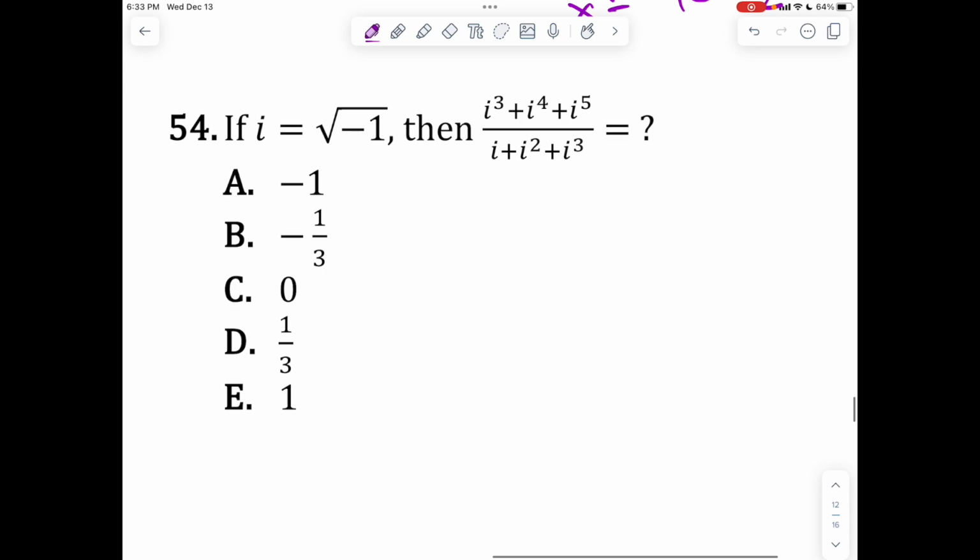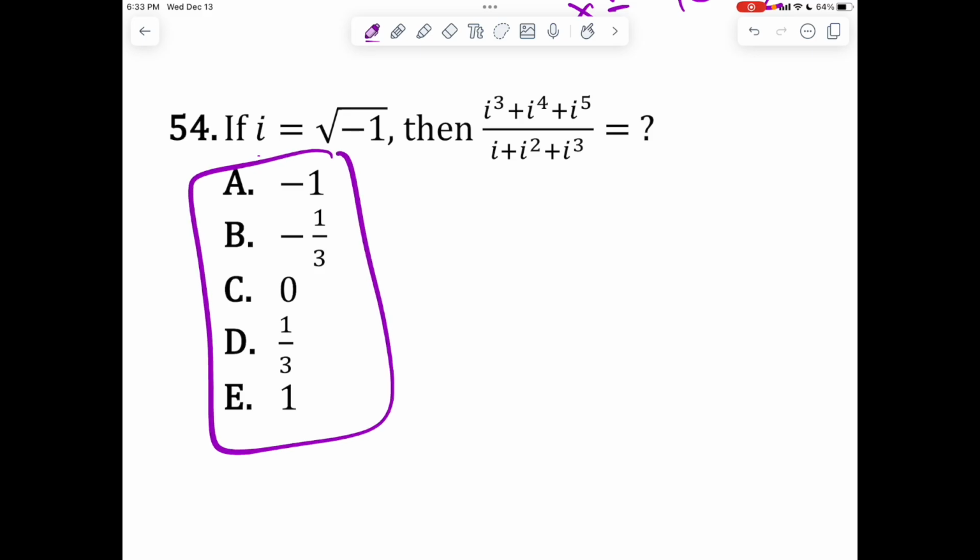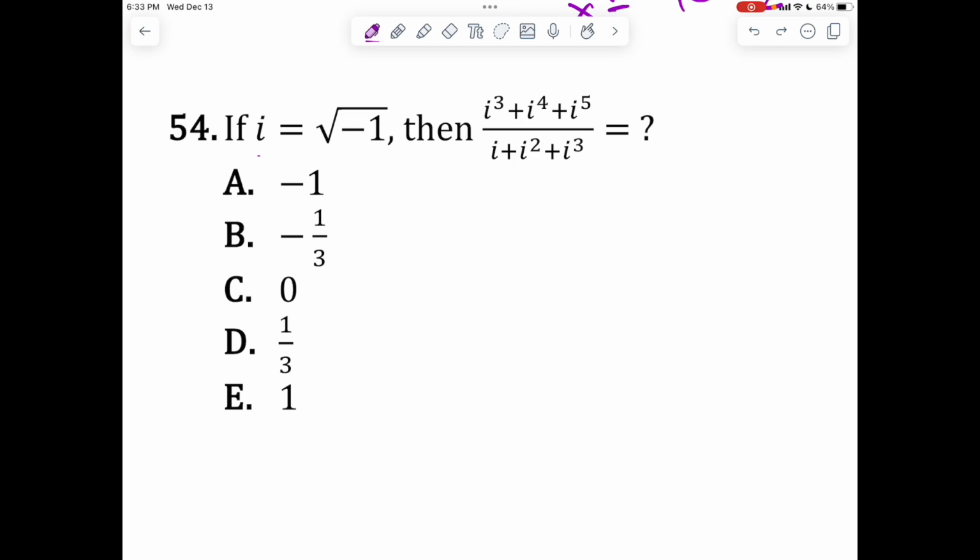Moving on. If i equals square root of -1, then what is this? This looks like a mess. How do we solve this? And how do we get anywhere close to an answer option that looks like this? Let's just take it one piece at a time. Treat this as 6 individual problems.